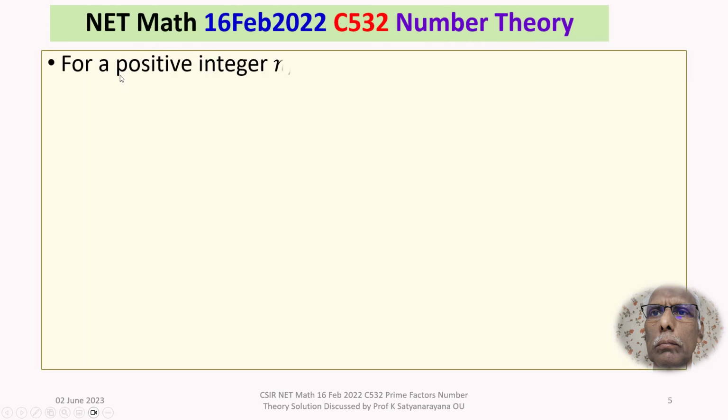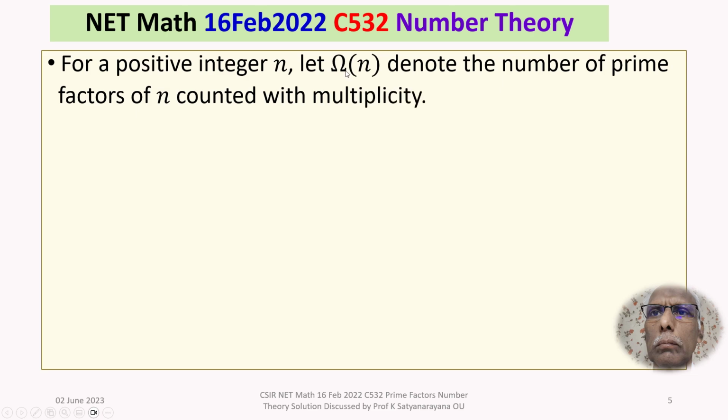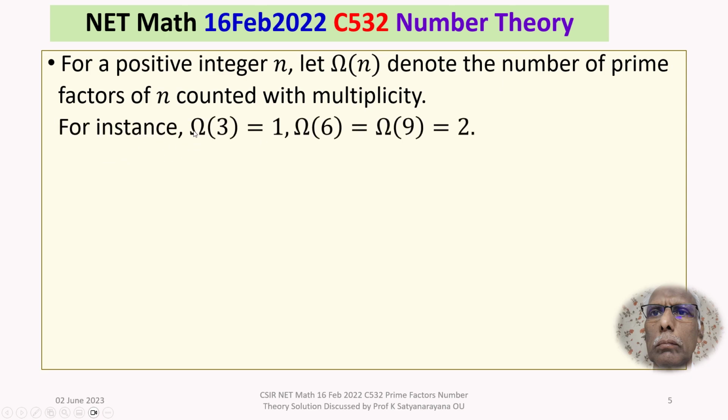The given question is, for a positive integer small n, let big omega n denote the number of prime factors of n counted with multiplicity. For instance, omega of 3 is equal to 1. Omega of 6 is equal to omega of 9 is equal to 2.